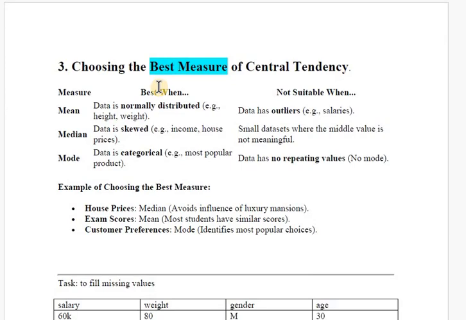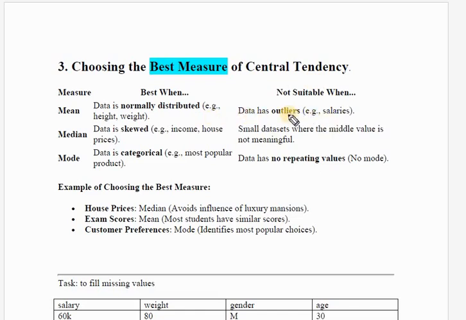Now all three kinds of central tendencies are over. Now we will summarize which is the best measure for applying central tendency. Mean is best when the data are normally distributed. When the data are skewed, then we go for the median. When the data type is categorical, then we go for the mode. If it is normally distributed, mean; if it is a skewed distribution, median; categorical, mode.